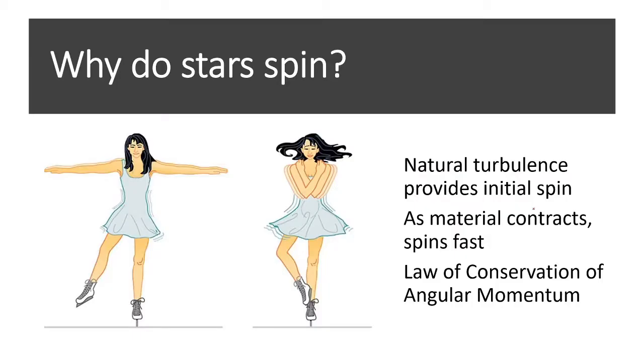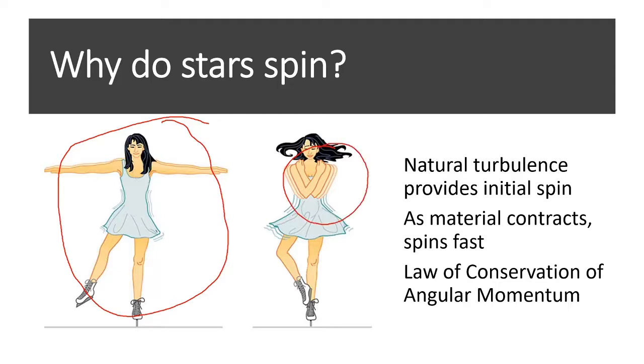Now, a reasonable question is, well, why do stars spin? Because they do. There's natural turbulence out there in those dust clouds, so they have a little bit of an initial spin. But if we think about a figure skater, we can see our drawing of the figure skater. When she has her arms out, she'll be spinning slowly. But if you've ever seen a figure skating competition, when they tuck their arms into their body, they spin very, very fast. That's exactly like the star. When the star is very large, it just naturally spins a little bit because of turbulence. But as it contracts and gets small, it'll spin faster and faster.